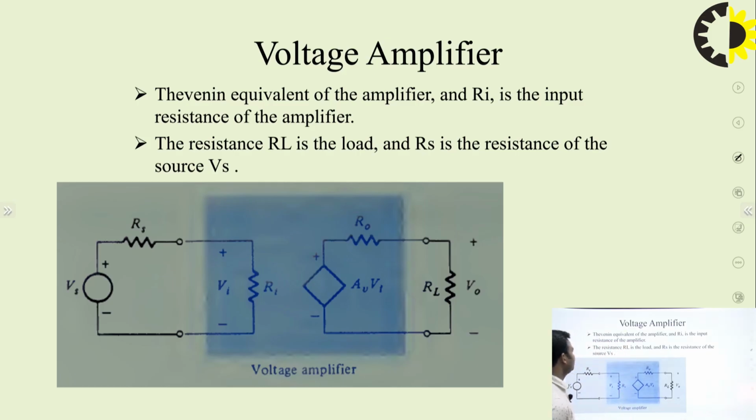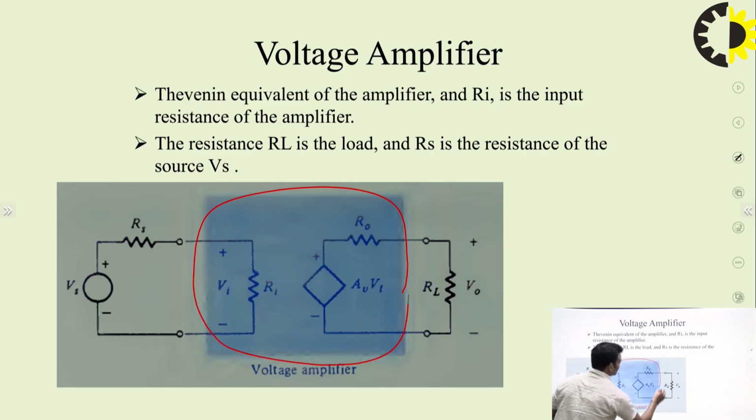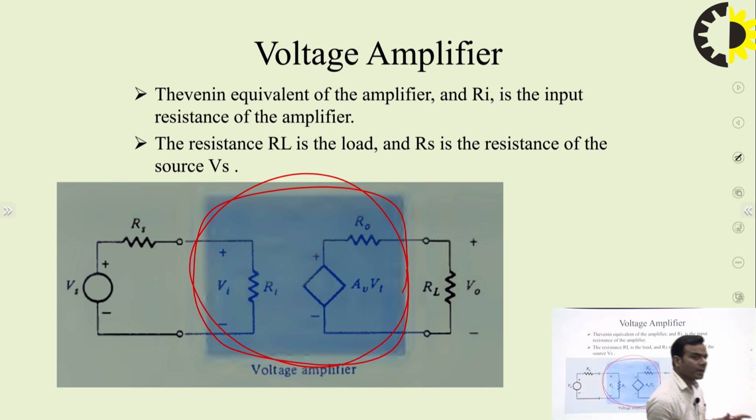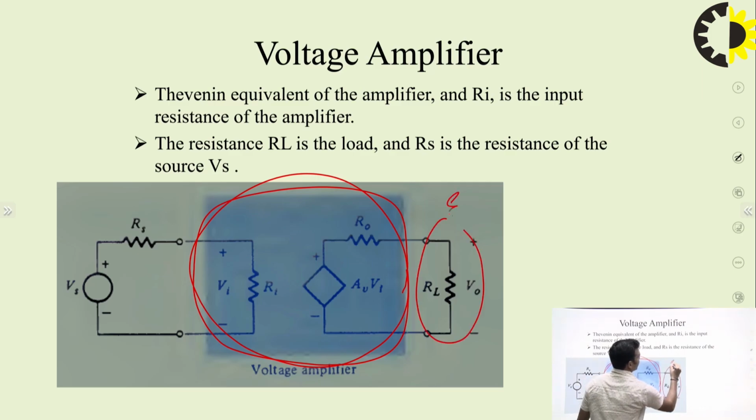If we see here, this is the voltage amplifier. Actually, this is the equivalent circuit of a voltage amplifier, and we should know that whatever is shown in this shaded portion is the internal structure of the amplifier. Whenever you draw any equivalent circuit of a voltage amplifier, we need to draw this circuit every time. However, these are the externally connected components.